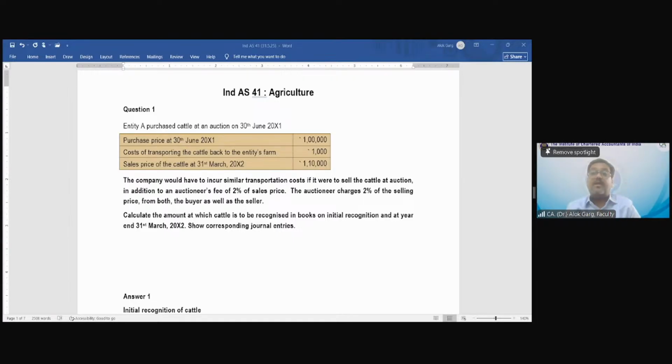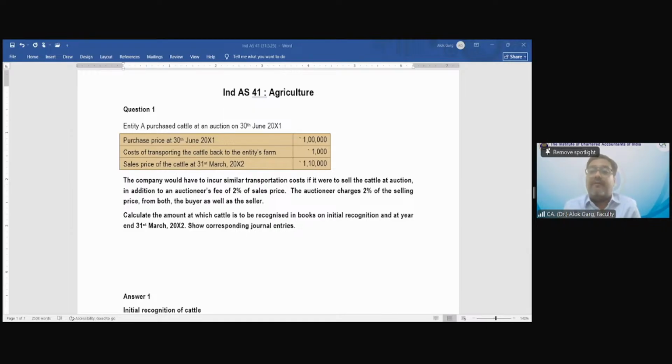Very good. So 1,10,000 minus cost of transportation minus auctioneer charges, which is 2% of the sale price, which is 2,200. So 1,10,000 minus 1,000 minus 2,200. Shweta, it is not only 110 minus 1, it is 110 minus 1 minus 2% of 110,000 also, right? So it comes out at 1,06,800.